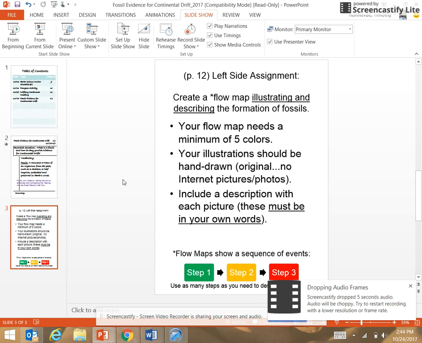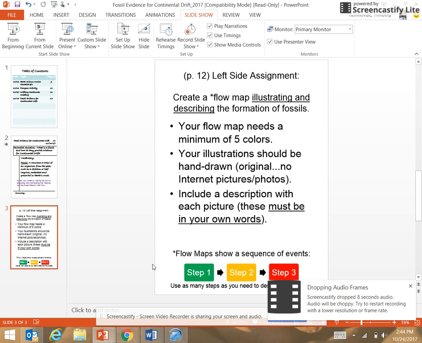So on page 12, you will make a flow map illustrating and describing how fossils form, and the directions are here. They're on the notebook entry for today on Schoology. If you forget what a flow map is, it's a sequence of events. So we said usually about 4 steps. We'll do it 4, 5, or 6 boxes for fossil formation. So you start at the beginning, what happens, and then there's a series of events that have to take place in order for something to fossilize.